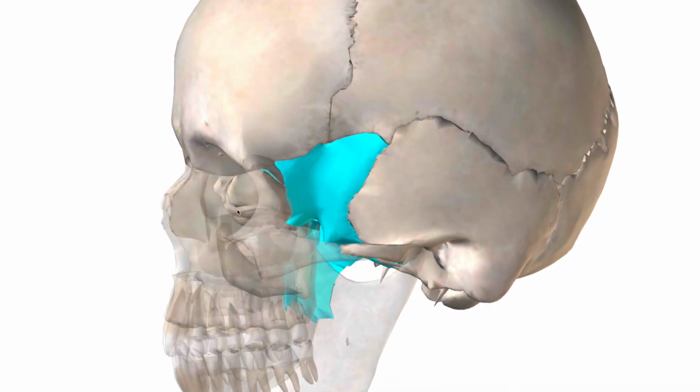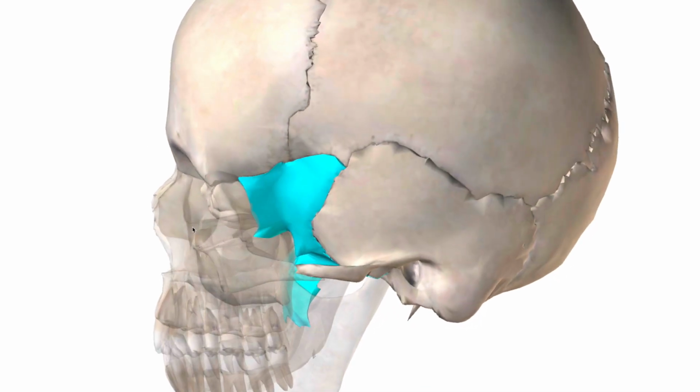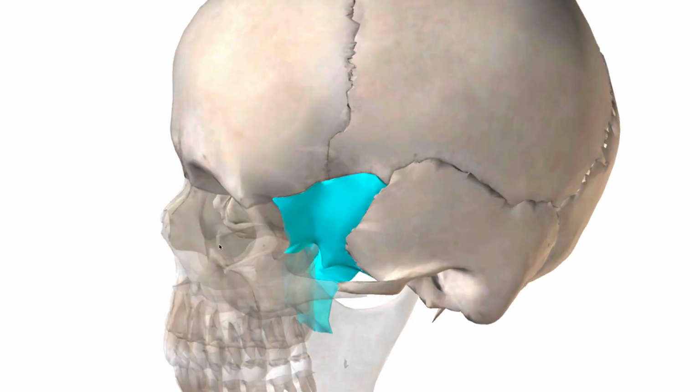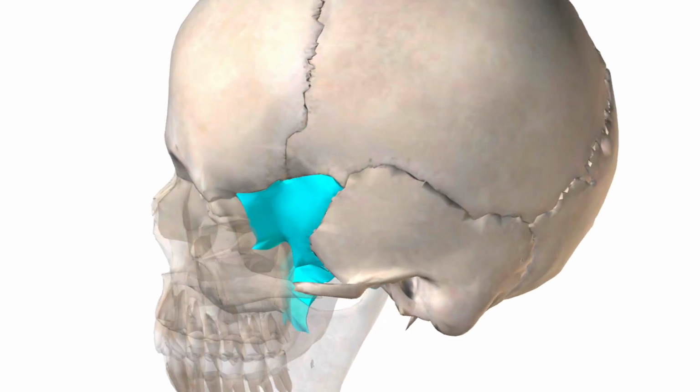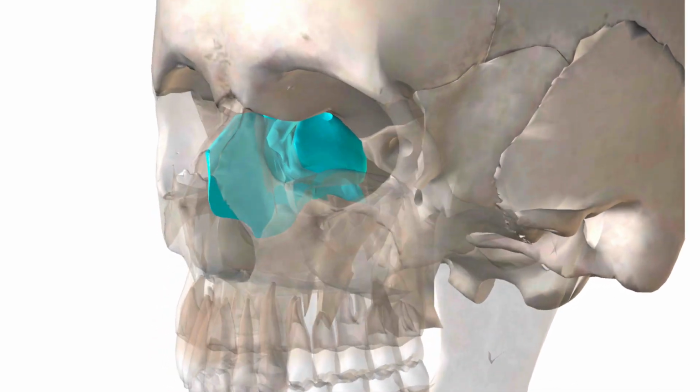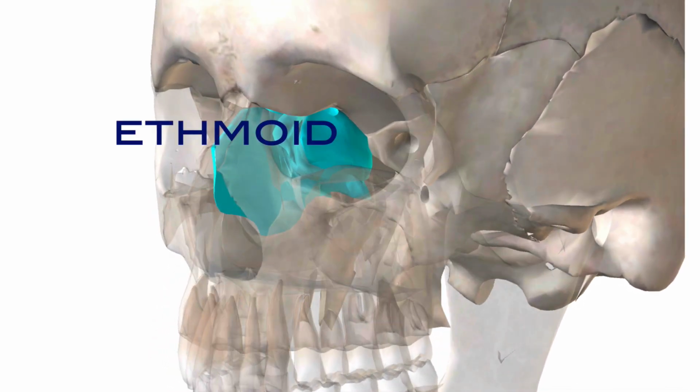Recall that this is important in knowing these now, because later on when we talk about the brain and we talk about certain regions of the brain, they're named after the cranial bones that cover them. And then we have the ethmoid bone.